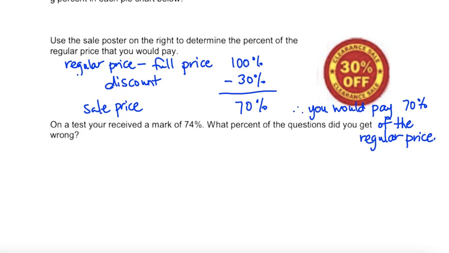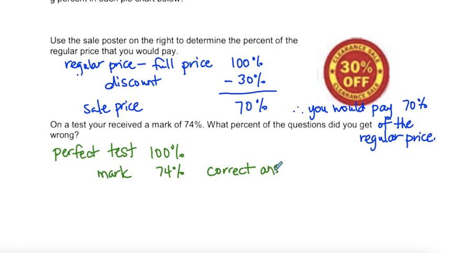And the last question: on a test you received a mark of 74%. Tests are out of 100%. Sometimes they're worth out of something different, but when we're thinking of percent, a perfect test is 100%. So your mark was 74%, and these are all the answers that you got correct. What percentage did you get wrong? I'm going to subtract these again, using my rules of borrowing. 10 take away 4 is 6, and 9 take away 7 is 2. This is a percentage, so 26%.